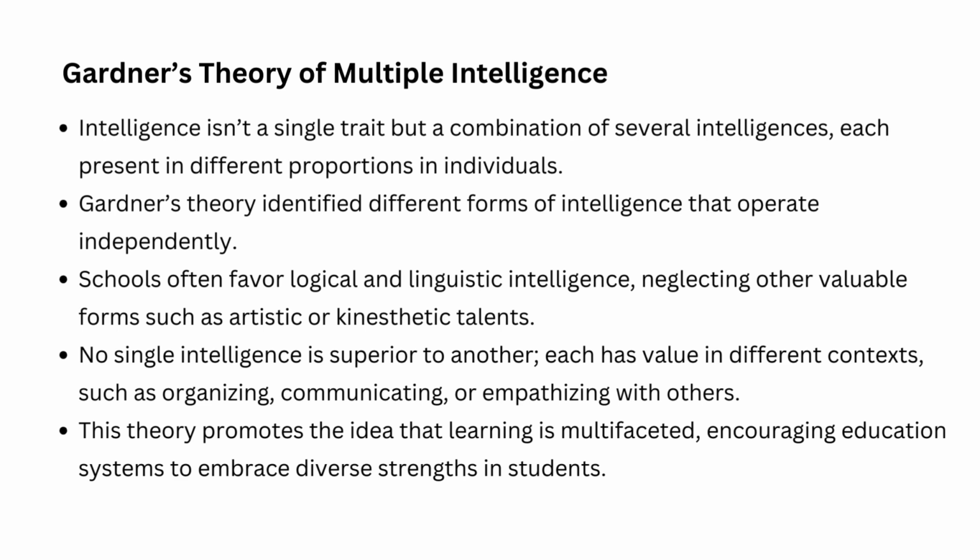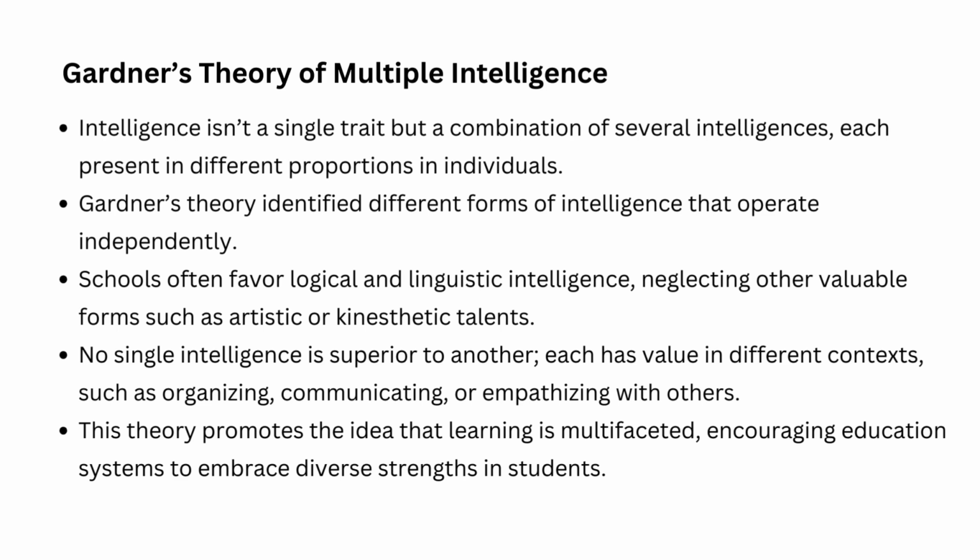Gardner highlighted that schools and the education system in general often emphasize logical and linguistic intelligences over other forms, such as artistic or kinesthetic abilities. I'll explain what kinesthetic abilities are in the upcoming slide when we discuss the types. So according to Gardner, this approach neglects the unique strengths of many students.